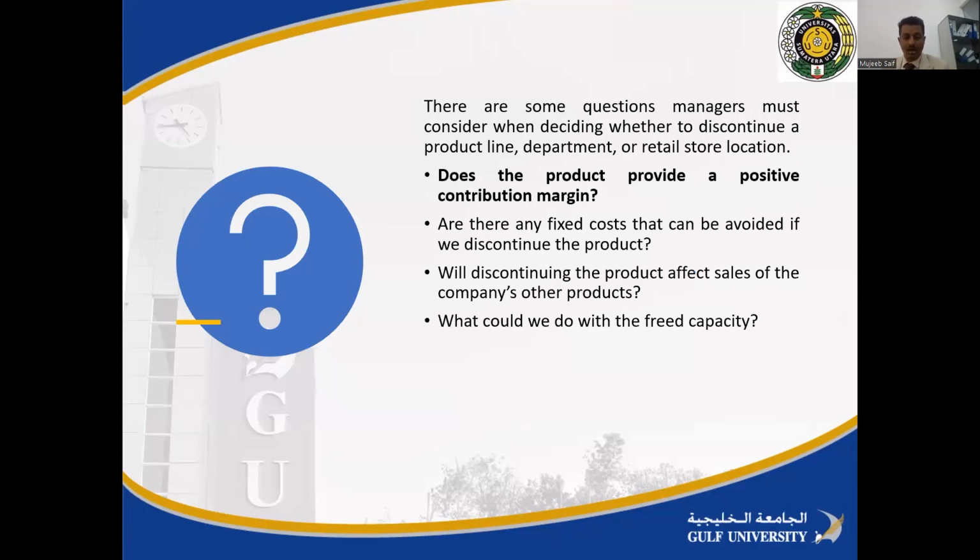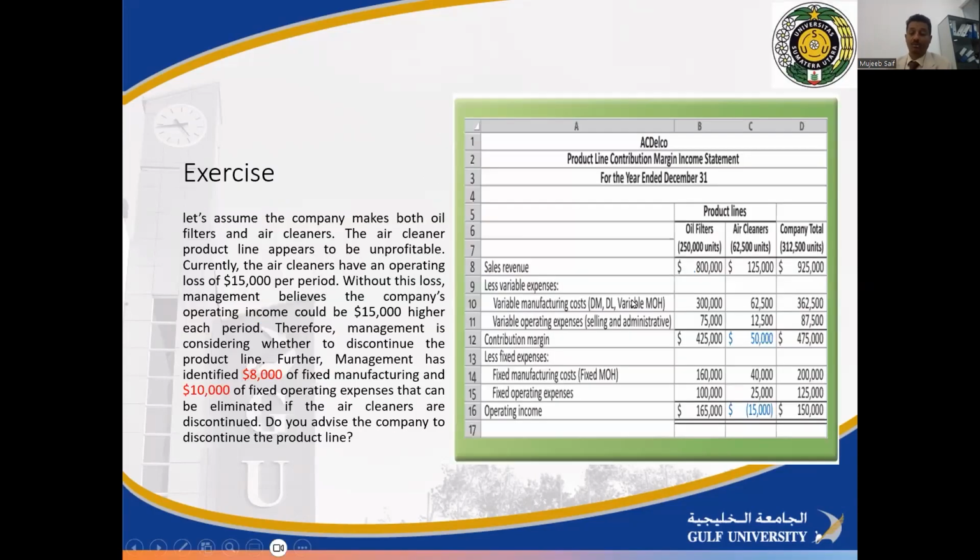We should also consider another question. We should ask ourselves, if I close this production line, how can I use the capacity? Should I invest in something else? For example, if you stop this one, you could use the energy for something else. What could we do with the freed capacity? There are a lot of questions we should ask ourselves before we decide.